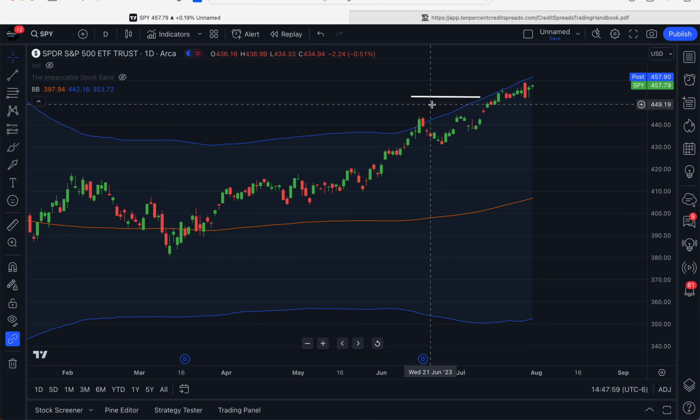This is called a counter trend strategy. Why? Because you're trading against the trend. You are countering the trend.